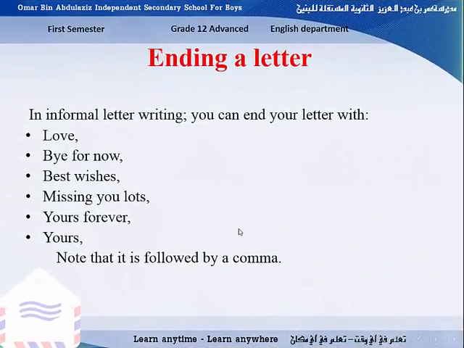How can you end an informal letter? In informal letter writing, you can end your letter with Love, Bye for now, Best wishes, Missing you lots, Yours forever, Yours. If you look through all these endings, you will find they are very familiar if you are writing to one of your friends or family members, like your father, mother, sister, brother. So you can end this letter using one of these endings. Note that it's followed by a comma. After you put Yours or Yours forever or Best wishes or Bye for now, you just use a comma.